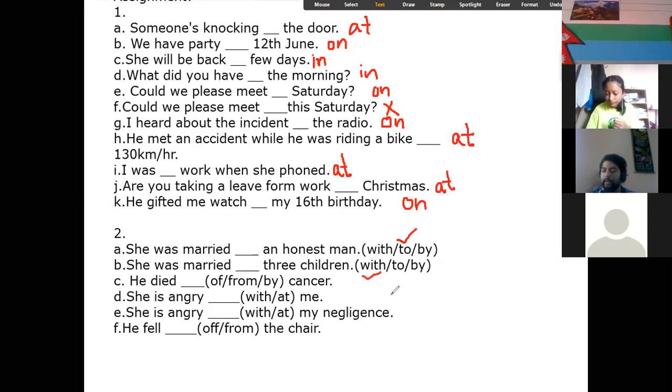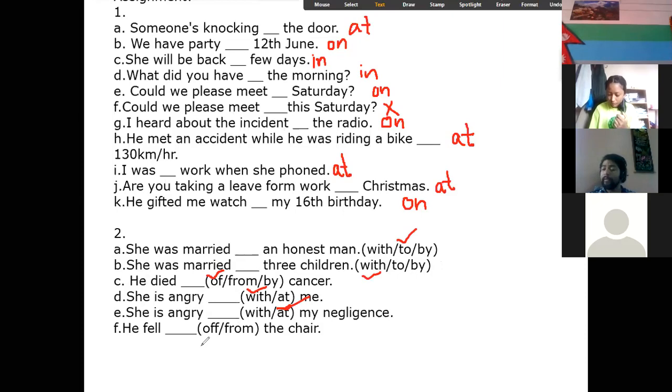She was married with three children. He died of cancer. Of. Always of after died. This is a phrasal preposition. Died of is double F and single F. She is angry with a person. At, if it is about a person's behavior. She is angry at my necklaces.